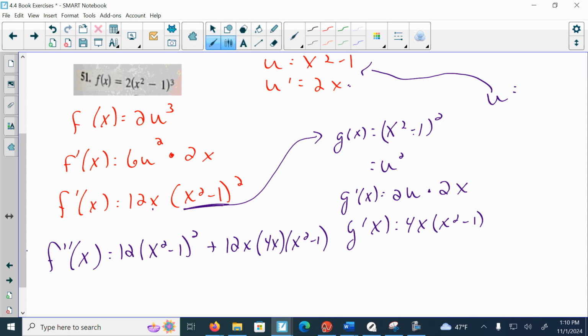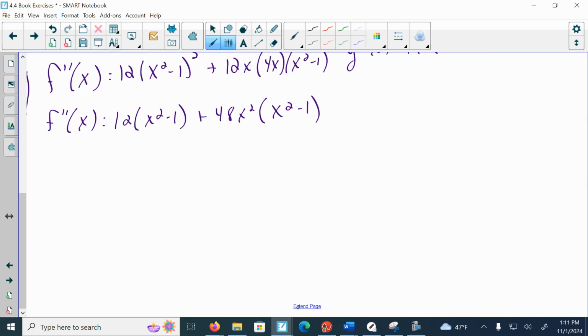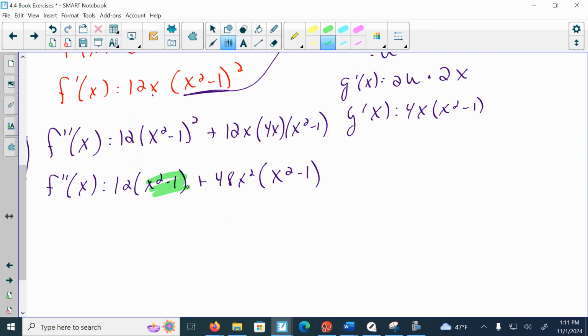So I'm just going to rewrite it for a second before I start factoring out. So this 12 will stay that, (x squared minus 1). I'm not going to change anything there. I am going to take this 12x times this 4x and make it 48x squared. And then this is x squared minus 1. Since I have x squared minus 1 in both terms, I have it here and here. This one's to the second power. I didn't write that. I'm going to be able to factor out one of those.